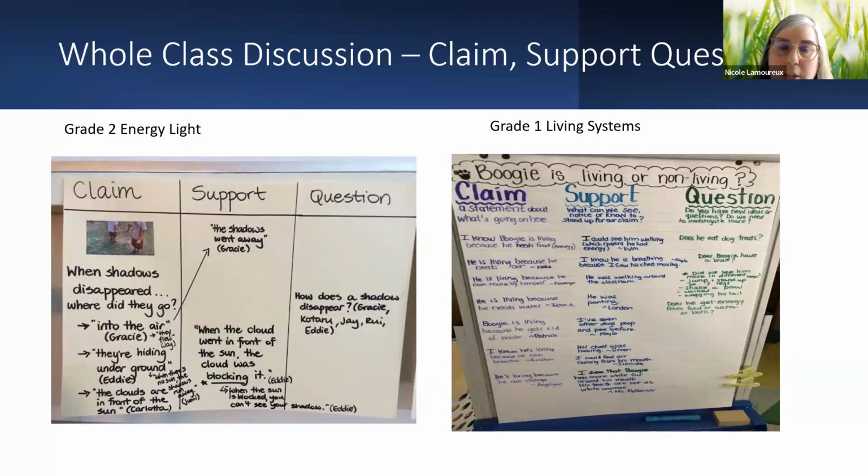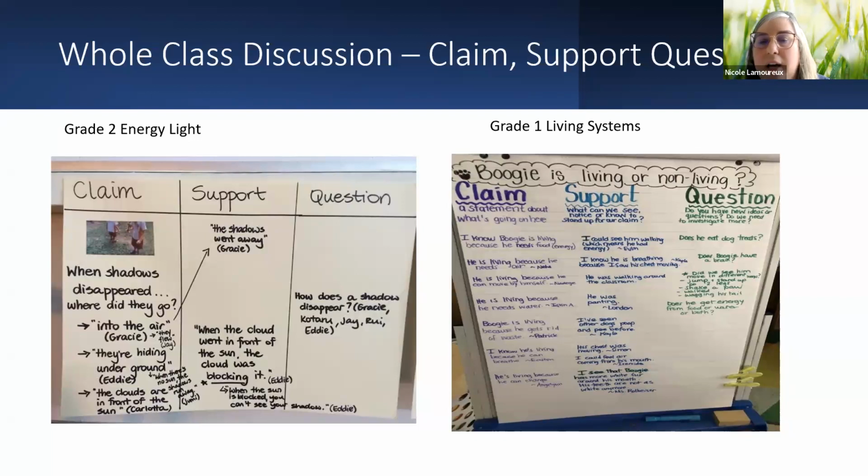Well, I did this with one of the teachers I worked with in living systems. She was working on what's living or non-living, and she brought her dog Boogie, and they've been really working on it. So they made a claim: I know Boogie is living because he needs air. Well, how do we know that? I could see that he was breathing because I saw his chest moving up and down. So it's getting students to describe the things that they observe to support the answer to the question.